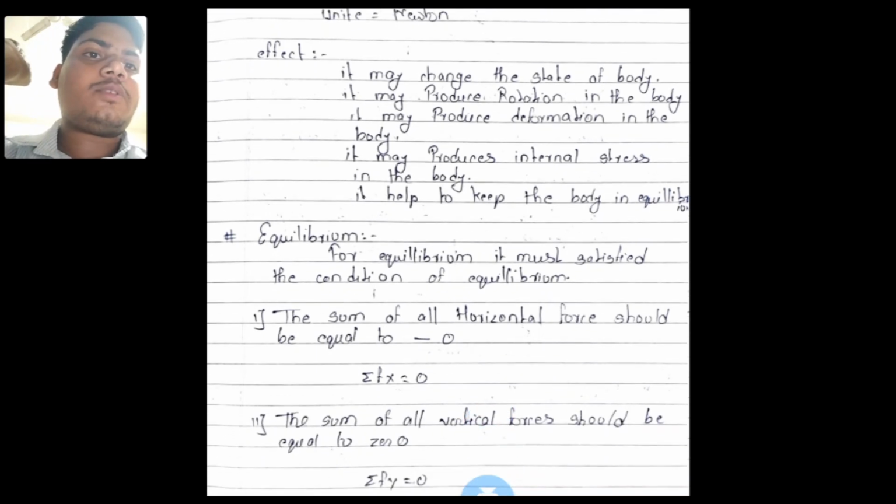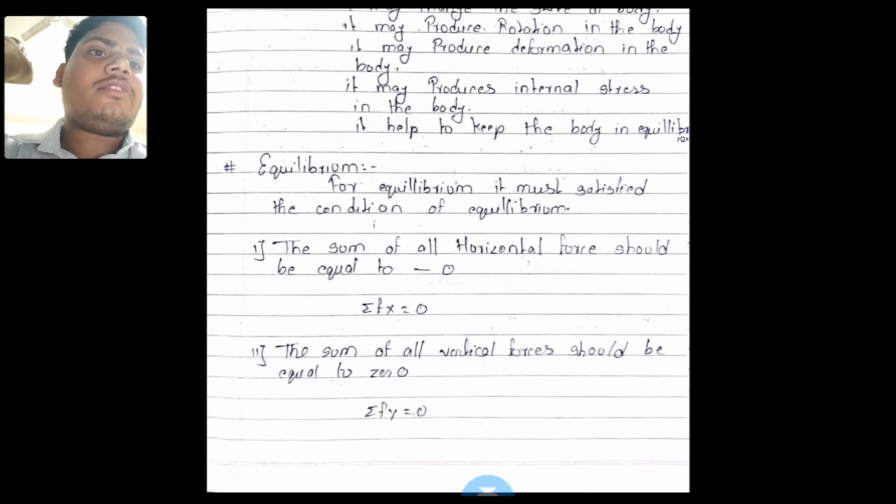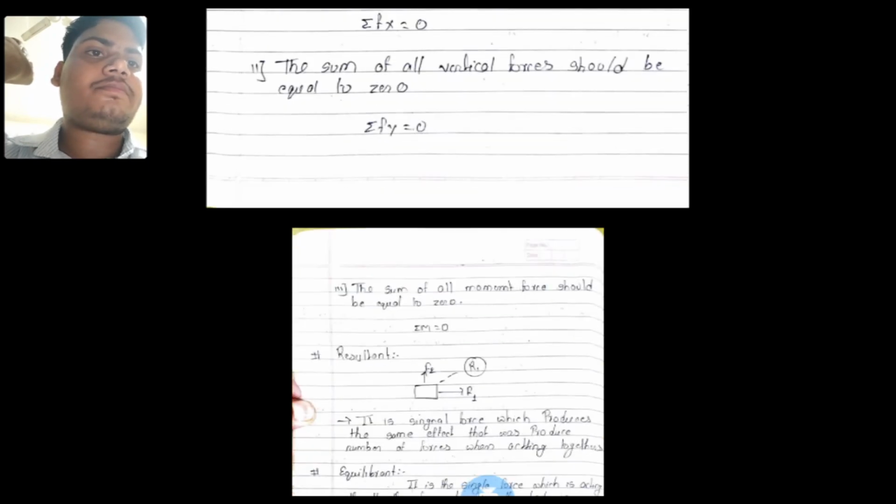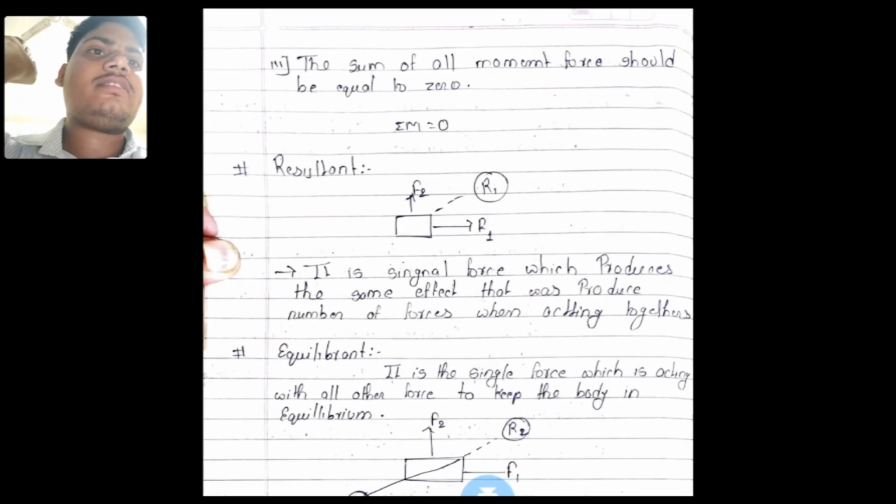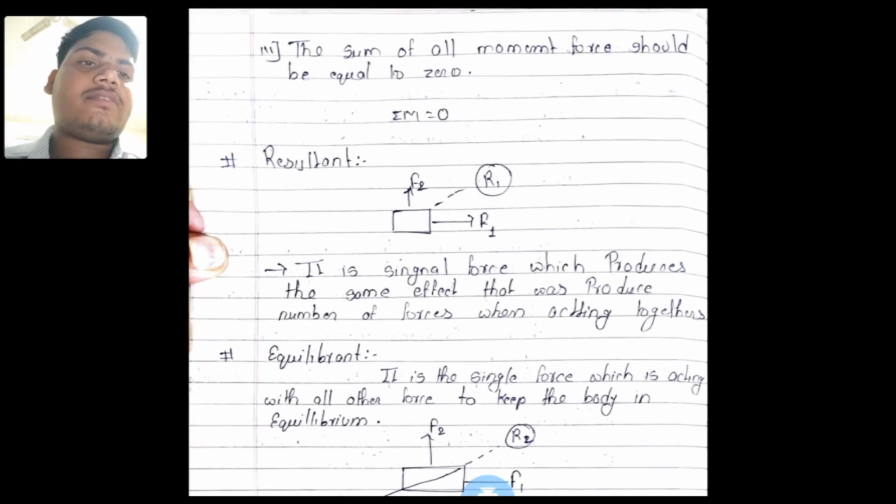Now we discuss equilibrium. For equilibrium, it must satisfy the conditions of equilibrium. First condition is that the sum of all horizontal forces should be equal to 0, summation Fx equal to 0. Second condition is that the sum of all vertical forces should be equal to 0, summation Fy equal to 0. Third condition is that the sum of all moments should be equal to 0, summation M equal to 0.